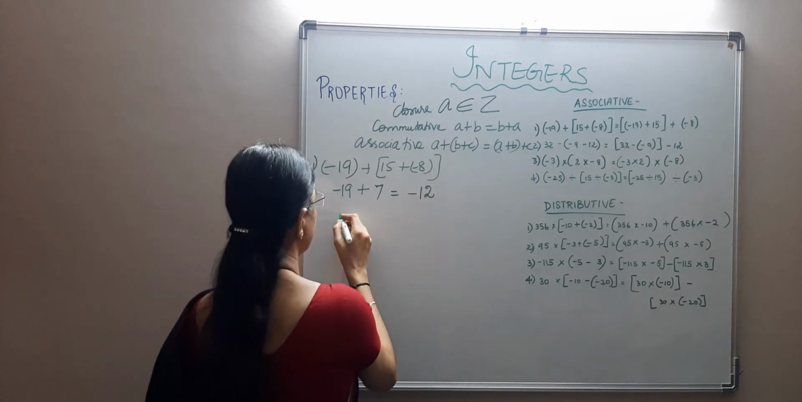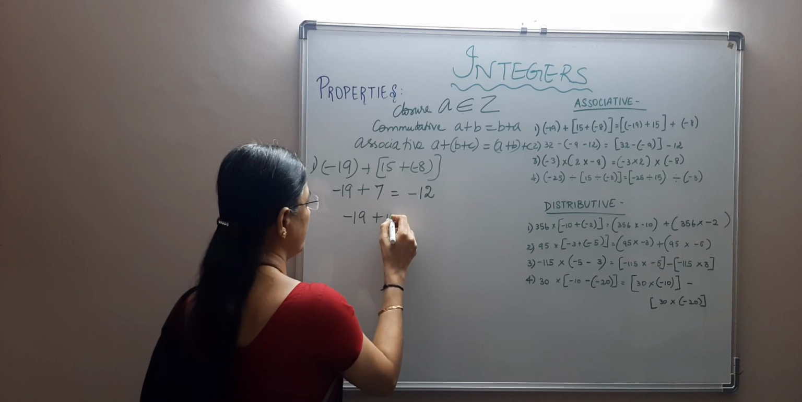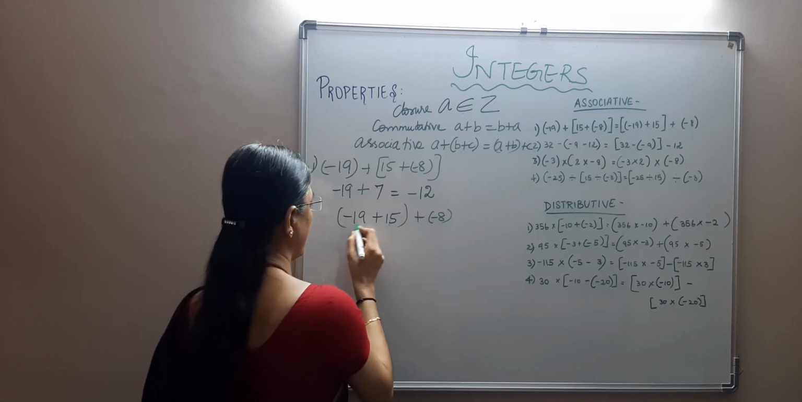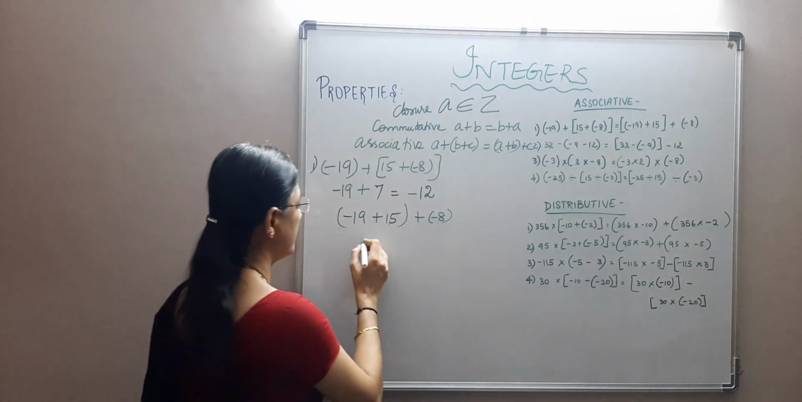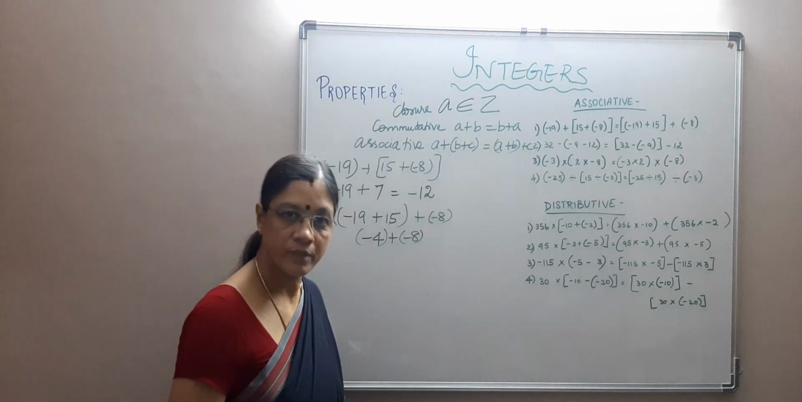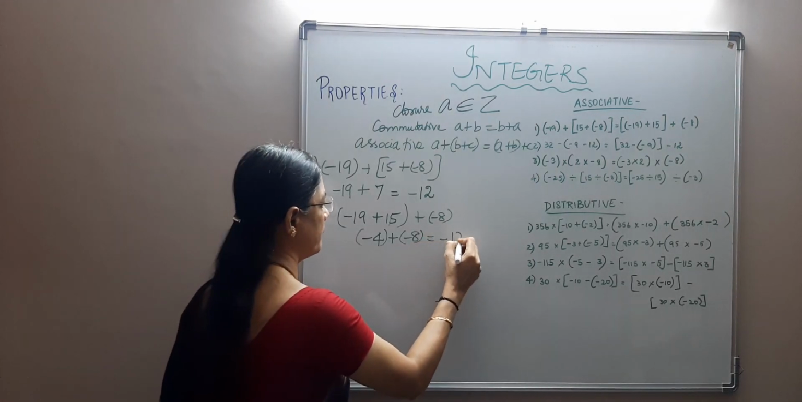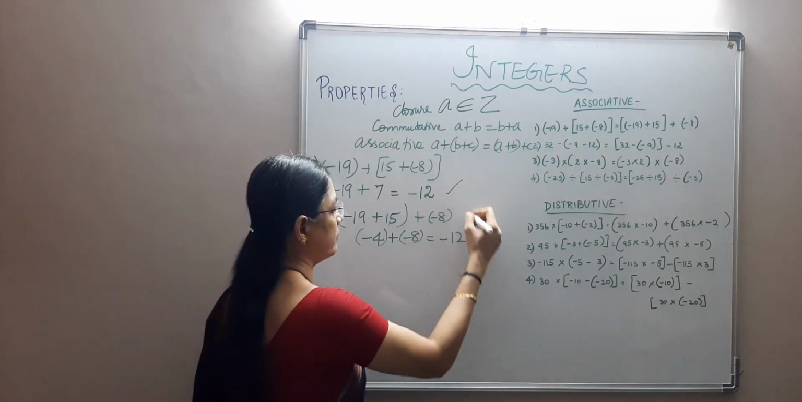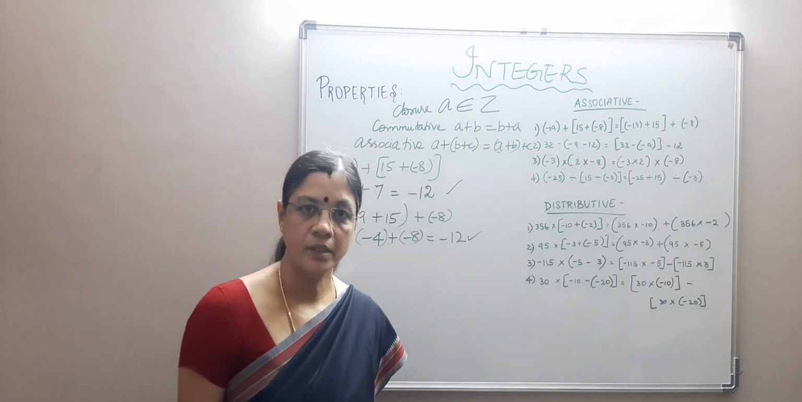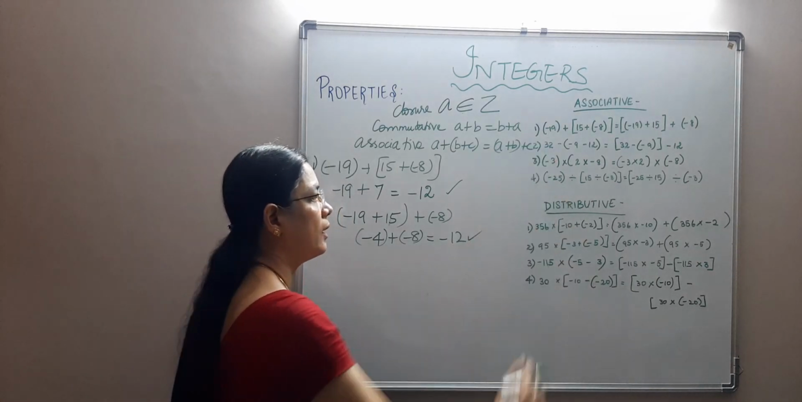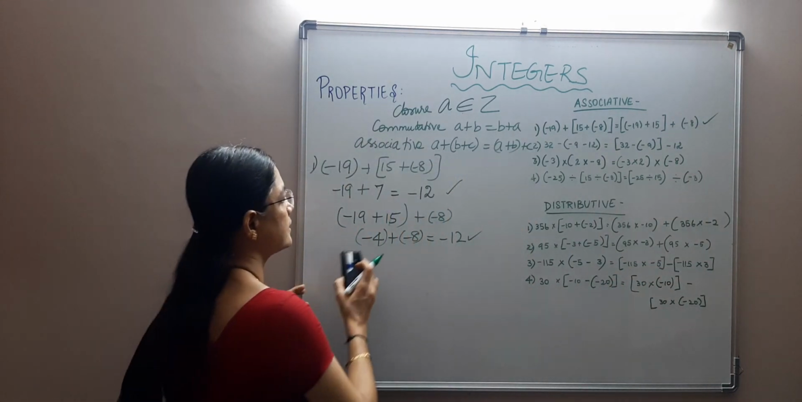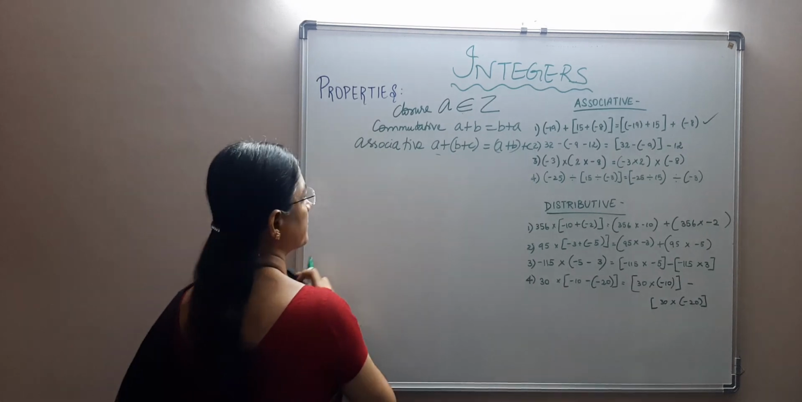Now do the RHS, that is minus 19 and 15 get associated, plus minus 8 separately. Now minus 19 plus 15 gives you minus 4, plus minus 8. See, minus 4 plus minus 8, both are of same signs. So you just add them and put the same sign, that is minus 12. So you have the same result. Minus 12 is the answer in both the cases. So we conclude that integers obey associative property for addition. So it obeys for addition. Next is subtraction. We'll check for subtraction, the second sum.